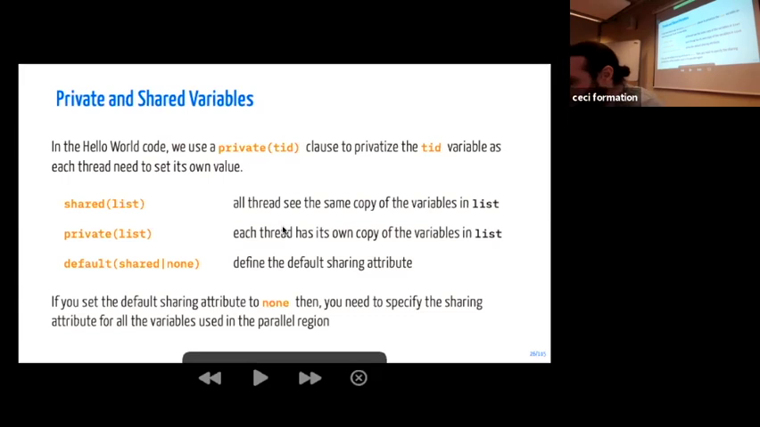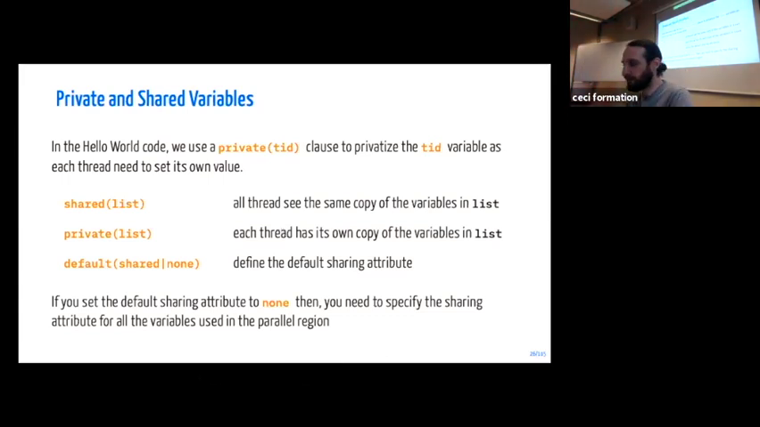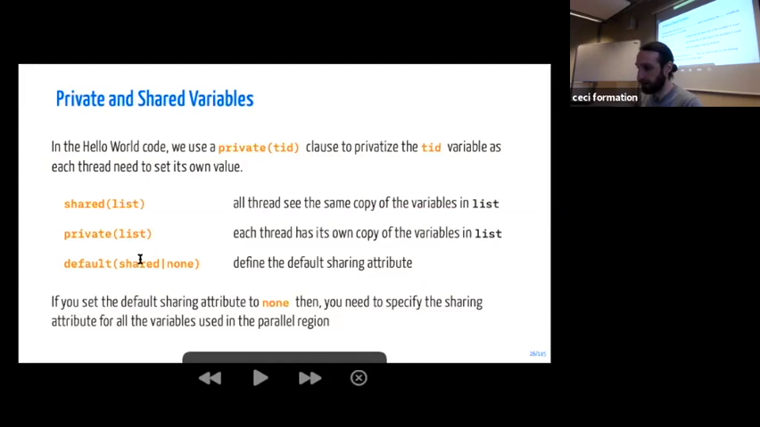So in the previous example, I set a private variable, which was thread ID, okay? It means that this variable will create a private copy for each of the threads that we create inside our parallel region, okay? Each of the threads adds its own copy of the variable in the list passed to the private clause. Another option is to use shared. It means that all the threads see the same copy of the variables.